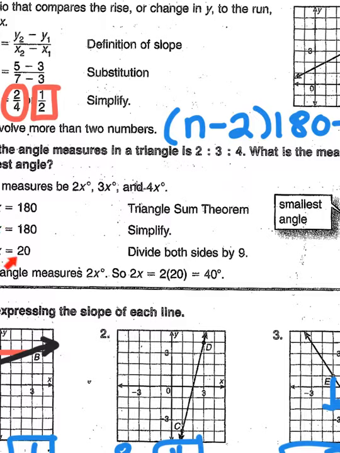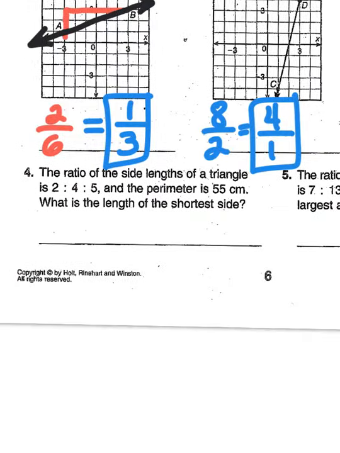The 20 represents just a factor by which each one of the numbers is multiplied. So since they're asking me to find the measurement of the smallest angle, 2 would be the smallest angle. So you multiply 2 times 20, and that would give you the measurement of the angle. So with the same idea, let's go ahead and try problem number 4.